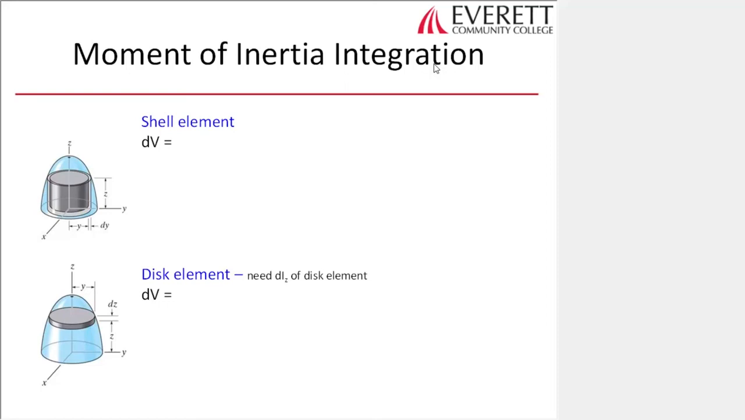However, we're going to use the shell method and the disk method. And it really helps because the disk method helps us explain some of the concepts of moment of inertia. So we have this object here, this dome. And we want to be able to find out, well, what is the integral r squared dv? And then we're going to multiply that by rho, and that's going to be equal to our I. That is our goal, to find the moment of inertia of the object.